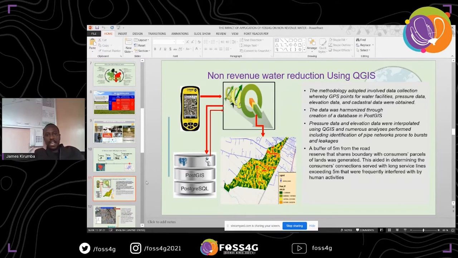Non-revenue water reduction using QGIS. The methodology adopted involved data collection, whereby GPS points for water facilities, pressure data, elevation data, and cadastral data were obtained. This data was harmonized through creation of a database in PostGIS. Pressure data and elevation data were interpolated using QGIS and numerous analyses performed, including identification of pipe network prone to burst and leakages. A buffer of 5 meters from the road reserves that shares boundary with consumers' parcels of land was generated. This aided in determining the consumer's connection served with long service line exceeding 5 meters that were frequently interfered with by human activities.